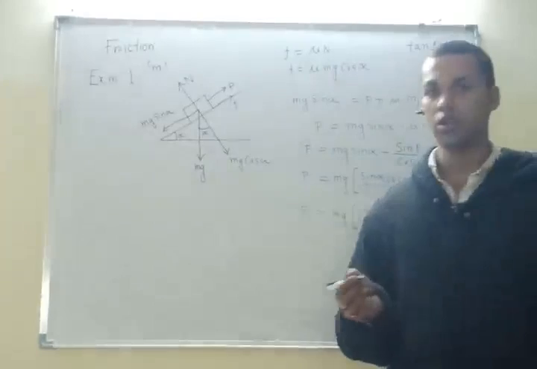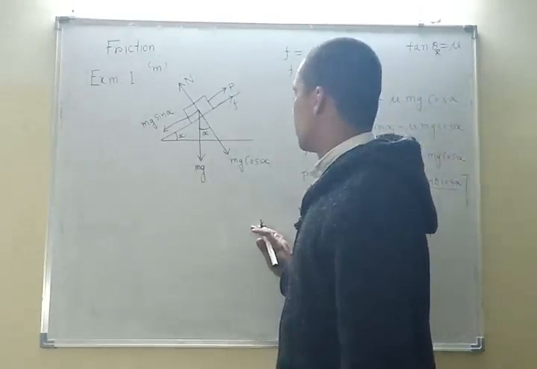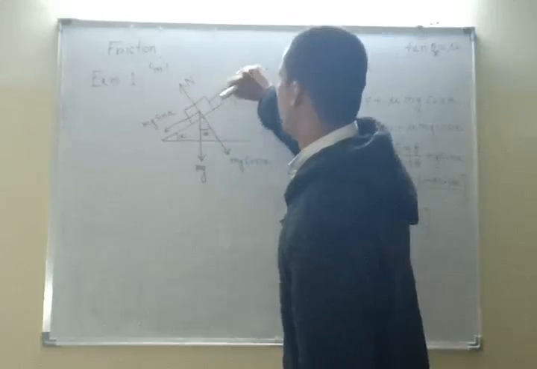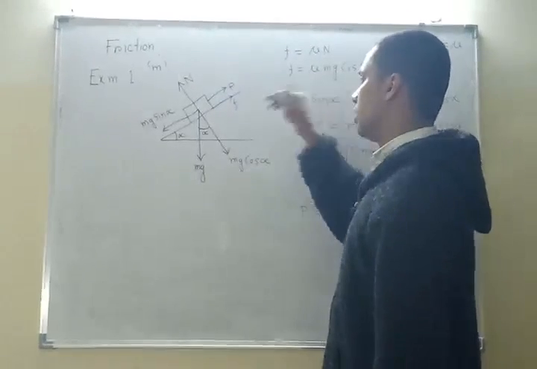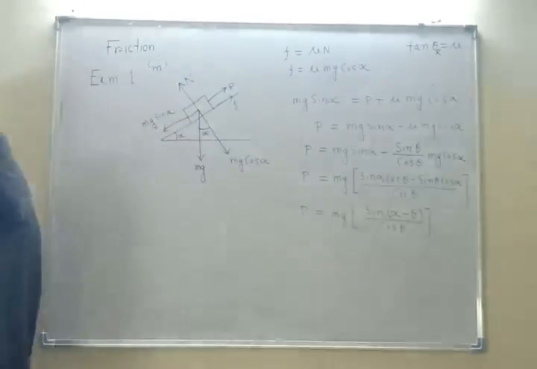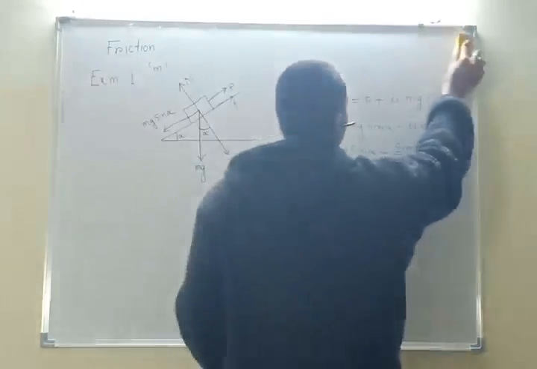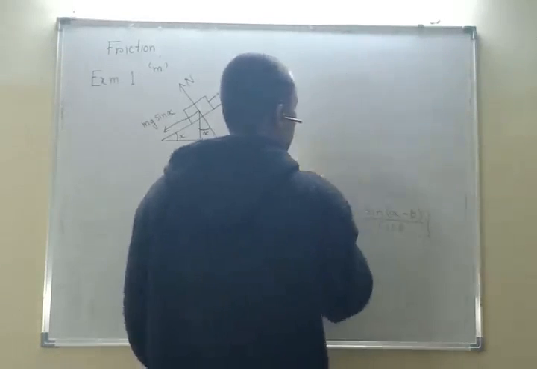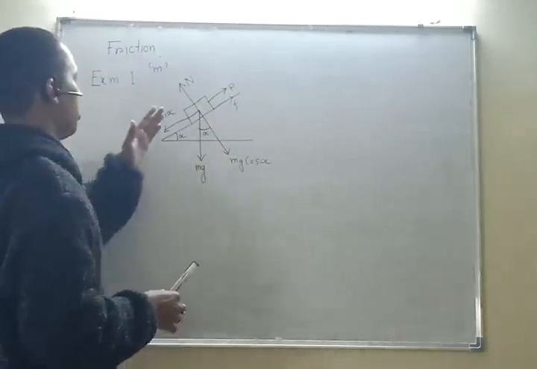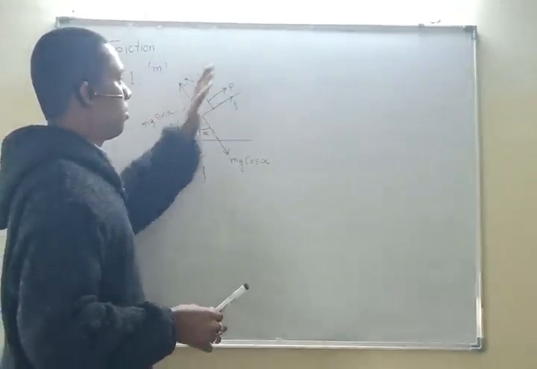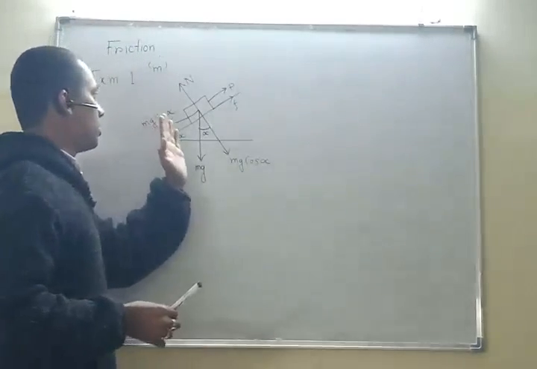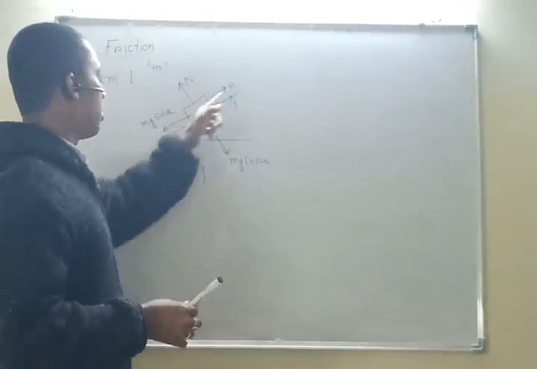Another question can be asked in this manner. It can be asked like this: what is the value of P if the body is just about to move upward? That can be another question. Okay, in the next case, what will be the change? If under this force the body is just about to move upward, he has asked what is the value of P for which the body is on the verge of moving upward. It means it is about to move, not moving.